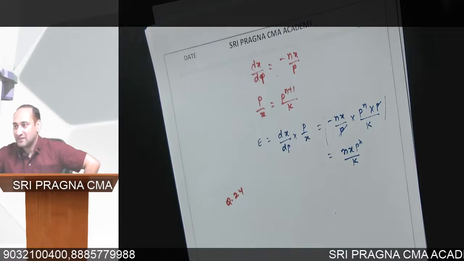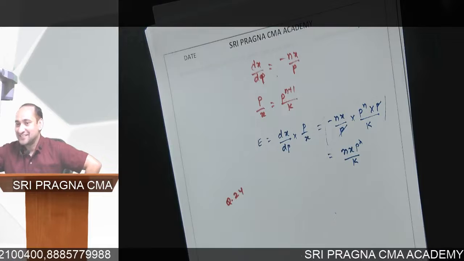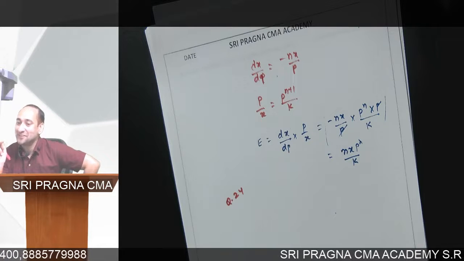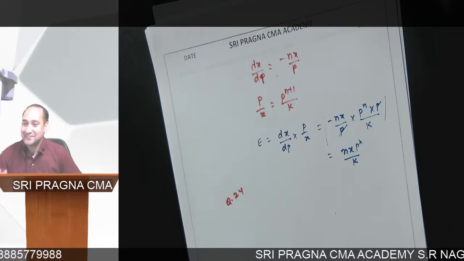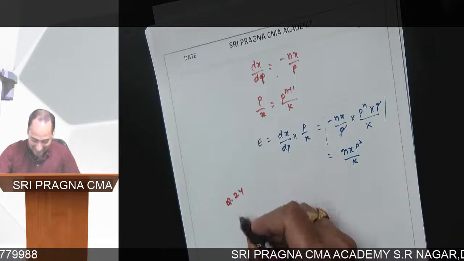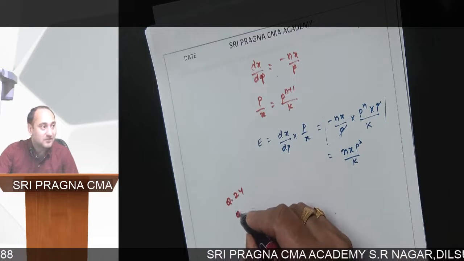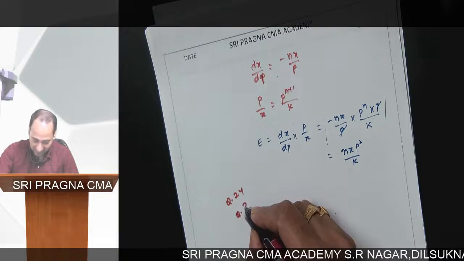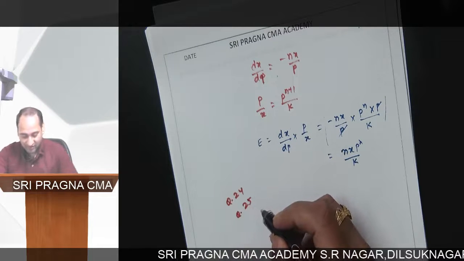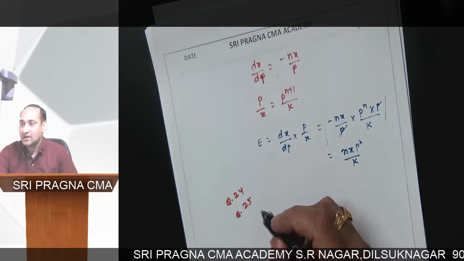And don't turn a minus into a plus, or a smart student will put a minus and say, oh, I have got the answer. This may happen. So question number 25 and question number 24, try these questions at home.